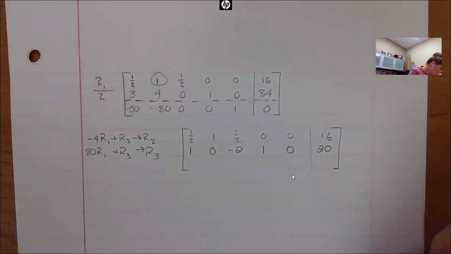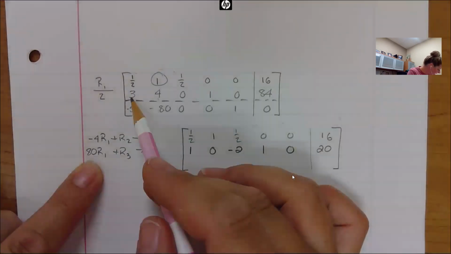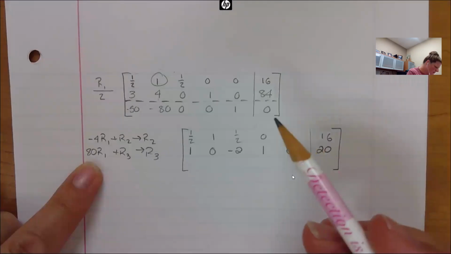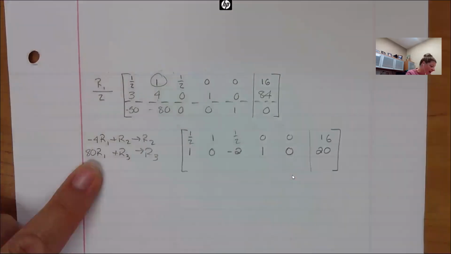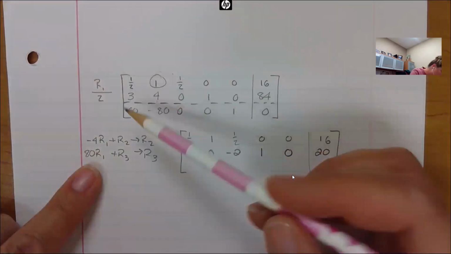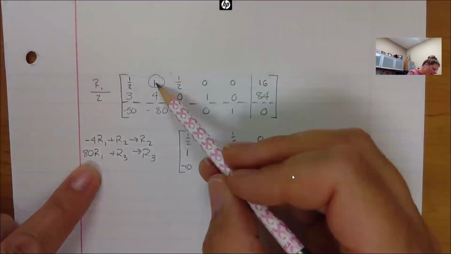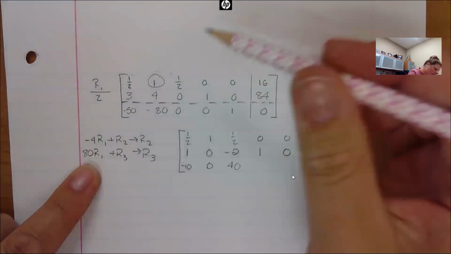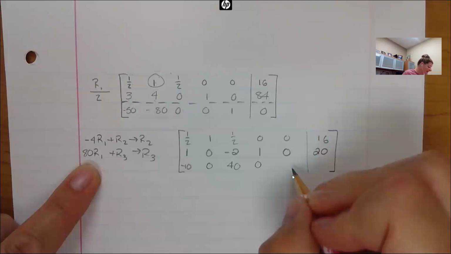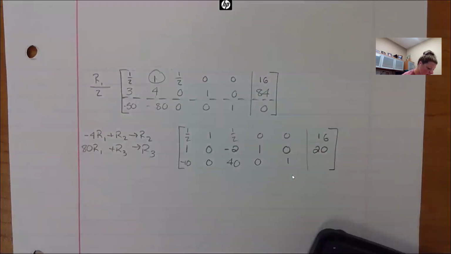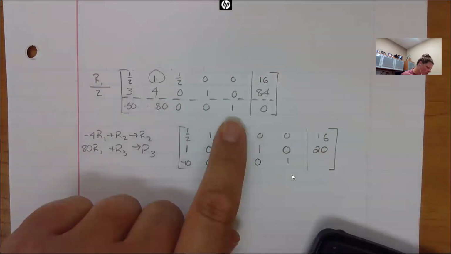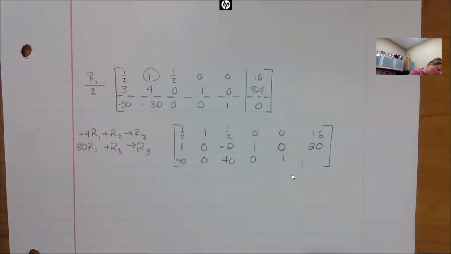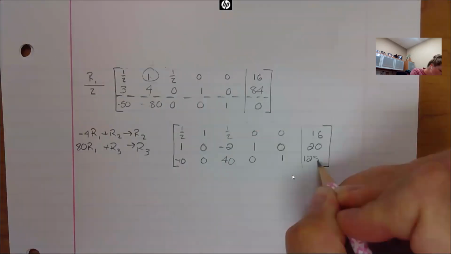Okay, last row. I do the 80s. 80 times 1/2 is 40. 40 plus negative 50. I was like, no, I did something wrong. Duh. 80 times 1/2 is 40. 40 plus negative 50 is negative 10. Okay, and then 80 times 1 is 80 plus negative 80 is a 0. 80 times 1/2 is 40 plus 0 is 40. 80 times 0 plus 0 is 0. 80 times 0 plus 1 is 1. And 80 times 16, I don't know, 16 times 80 equals 1,280 plus 0. Sorry, wrong row. It's 1280.